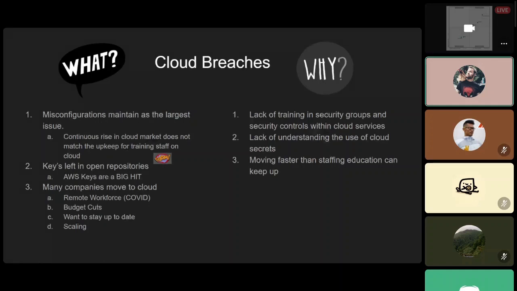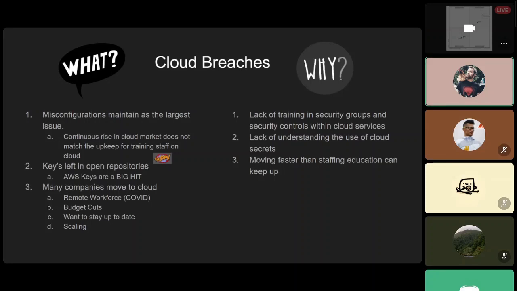But what's the why, right? And you'll see here, you should see my mouse. You'll see what's going on, and the why. Okay. So lack of training in security groups and security controls within cloud services. It's not symmetrical to go from physical security controls to cloud security controls. And the way they're implemented is not symmetrical. It's not the same at all. And especially when you're going to different cloud providers, the way you secure Azure is not the same way you secure Alibaba or AWS or anything like that.